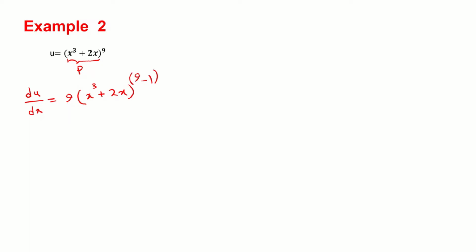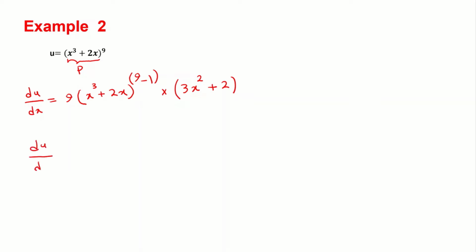9 minus 1, times the derivative of the inner function. So times the derivative of the inner function, which is 3x squared plus 2. If the question is asking for the simplification, you have to do the simplification. Otherwise, just writing this should be fine.